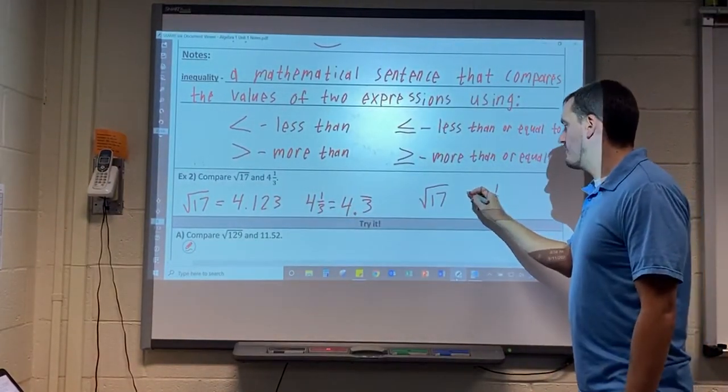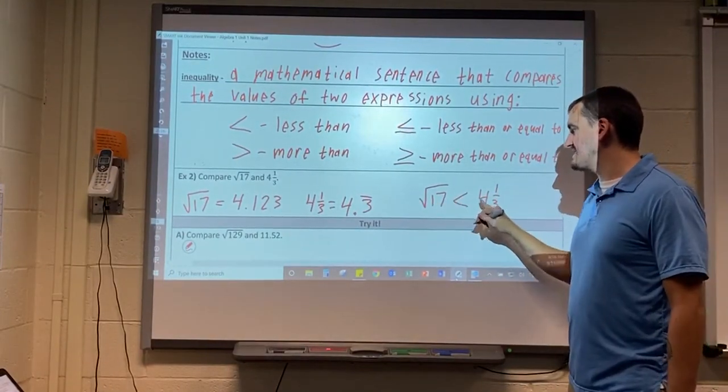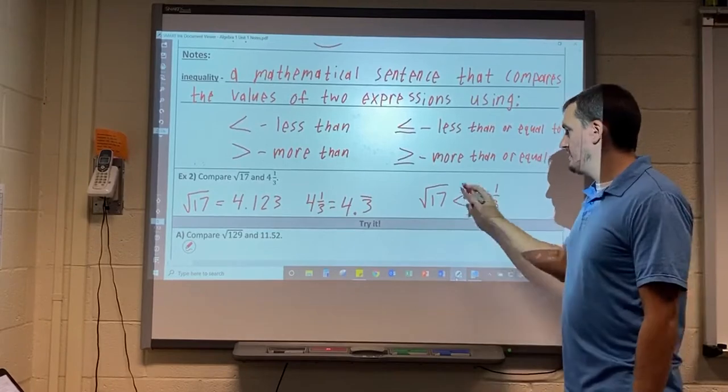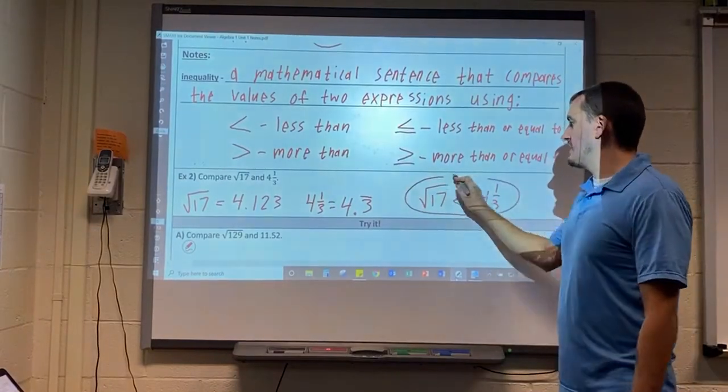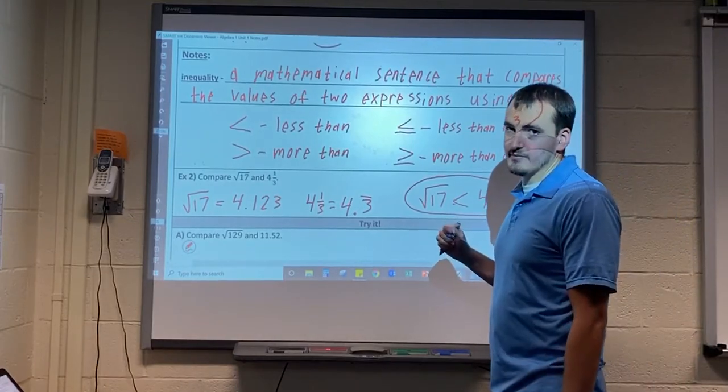Okay, so if we want to compare root 17 and 4 1/3, obviously 4.3 is bigger than 4.123. So we are going to compare them with the less than symbol. Root 17 is less than 4 1/3. Okay? Remember, our inequality symbol always points to the smaller value.